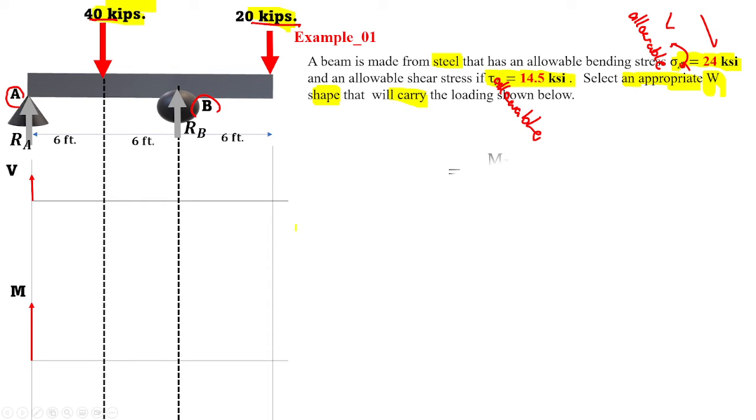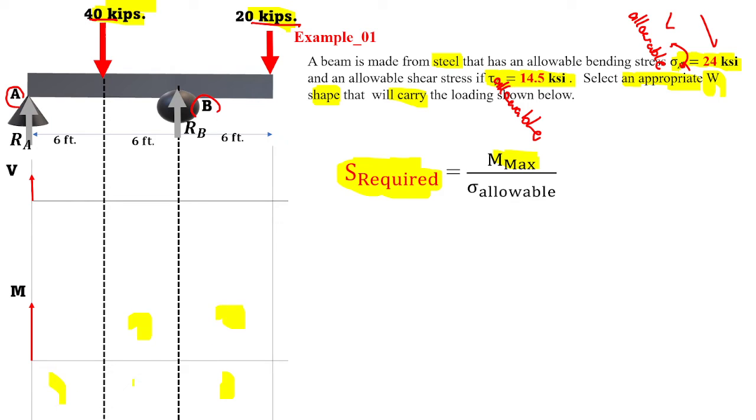For this kind of problem, we are looking for the section modulus. From the formula, that's M maximum over sigma allowable. So we definitely need to draw the shear and moment diagram and get the maximum moment. First, we need to calculate M maximum, then go for the calculation of the section modulus.